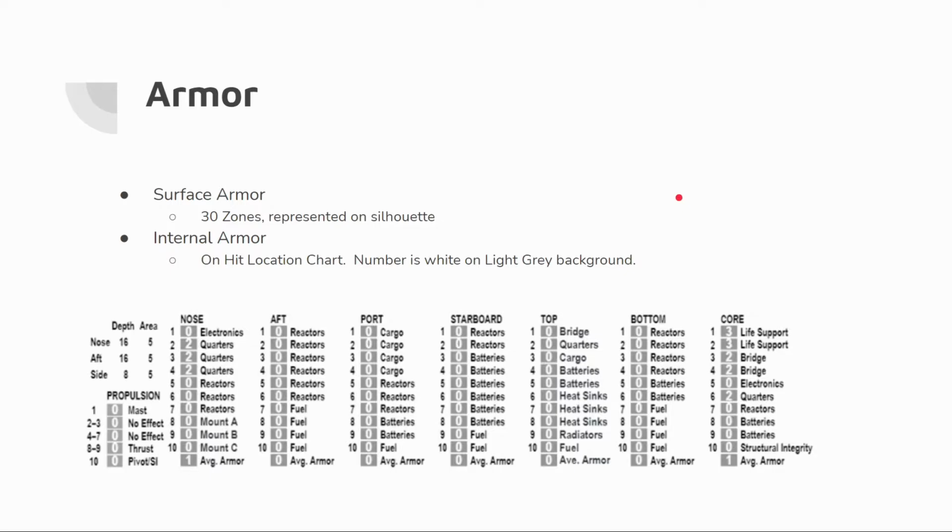Armor. Armor protects the ships. It's the primary defense. On the surface, there are 30 different zones, and we'll show those a bit more later when you get to the SSDs. And there's also armor on the inside. On hit location charts, it actually shows the armor for each hit location. And for this ship, it's a lot of zeros, except for the core, we have a lot of 3s and 2s. So it's simply these little gray boxes with white numbers. That's the internal armor for each item.